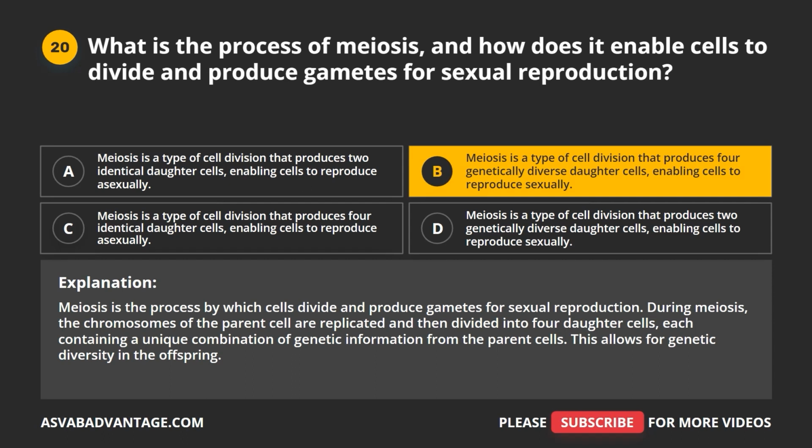Meiosis is the process by which cells divide and produce gametes for sexual reproduction. During meiosis, the chromosomes of the parent cell are replicated and then divided into four daughter cells, each containing a unique combination of genetic information from the parent cells. This allows for genetic diversity in the offspring.